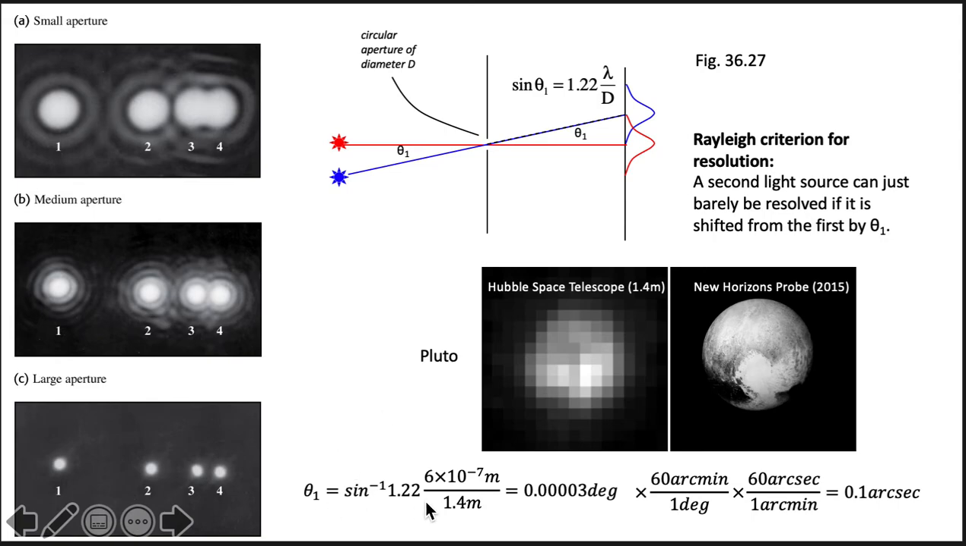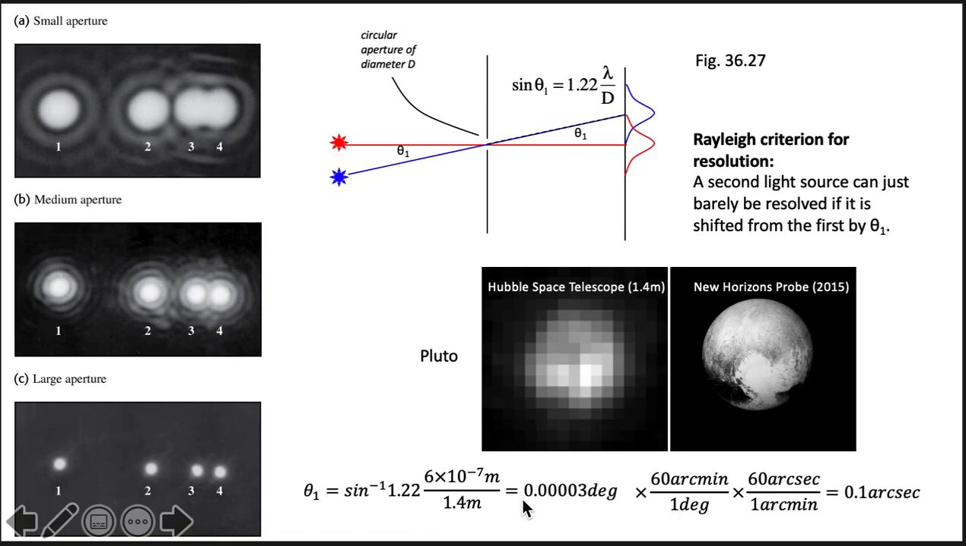So for the Hubble, I'm looking at this 1.22 lambda over d. So there's lambda, I just grabbed a visible wavelength, 6 times 10 to the minus 7 meters. That's sort of red or something. And then diameter, 1.4 meters. And then there's the 1.22. So the inverse sine of that is 0.00003 degrees. So that means if two objects are any closer in angle than that, then Hubble won't be able to resolve them.